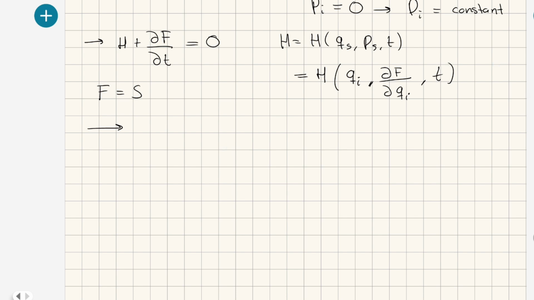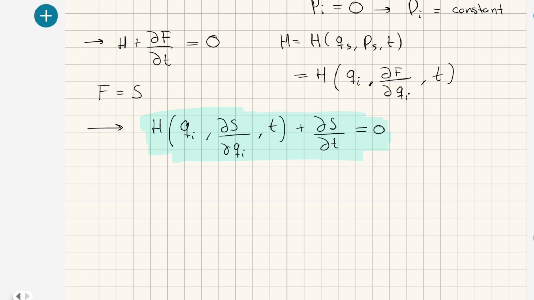So now we are just going to write this equation in terms of that S variable. We are going to get that the Hamiltonian function is a function of the Qi, then the partial of S with respect to Qi, then the time, plus the partial of S with respect to time is going to be equal to 0. And this is what is going to be known as the Hamilton-Jacobi equation.